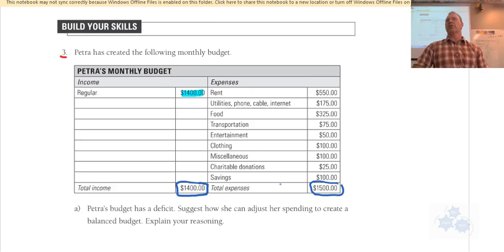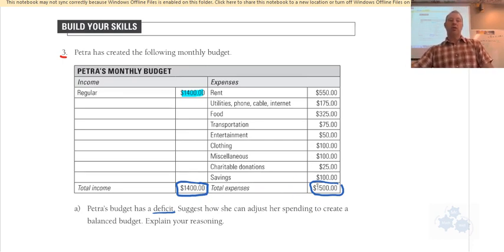So remember, that's not a surplus. That's called a deficit. Okay, you see this word deficit? We learned that the other day. So if you aren't making as much as you're spending, your budget is in deficit. Okay? So suggest how she can adjust her spending to create a balanced budget.